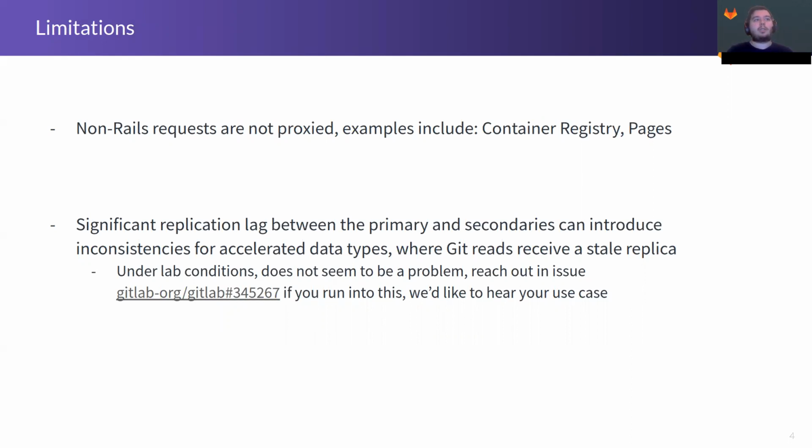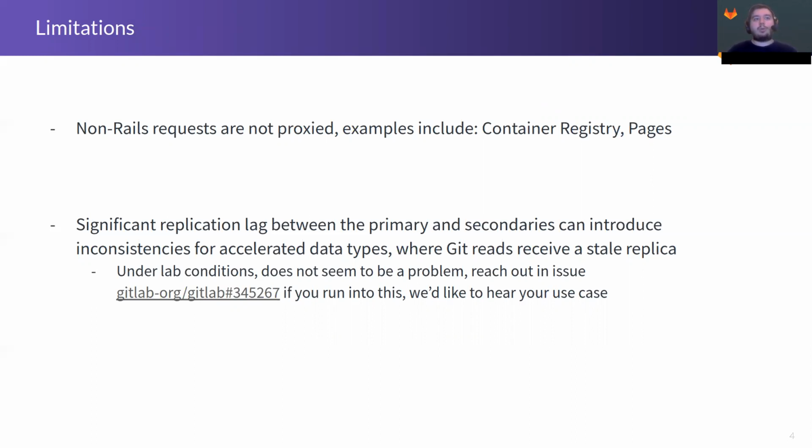Talking about a few limitations, because we're proxying all the requests that would go through Rails, this means that requests that are not usually going through Rails would not be proxied. In this example, the container registry, which is a separate service, and pages as well, is a separate service. You may need a separate domain just to make sure traffic always goes through the primary for those services.